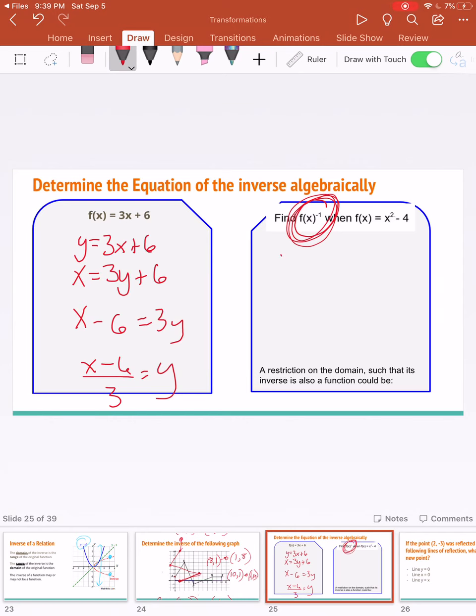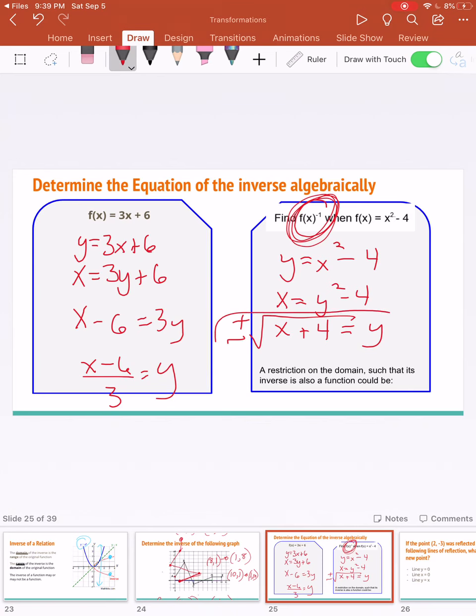Okay, so same thing. We are just going to replace the x and y, and then rearrange the equation for y. Remember, when you square root, you do need to consider both the positive and negative of that square root. So this would be my new equation. It's actually 2 equations. So it says a restriction on the domain such that its inverse is also a function.